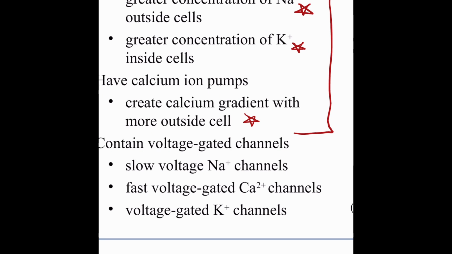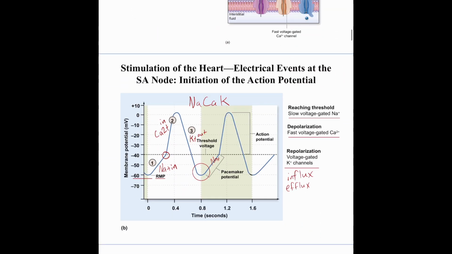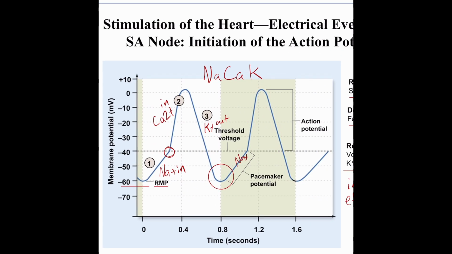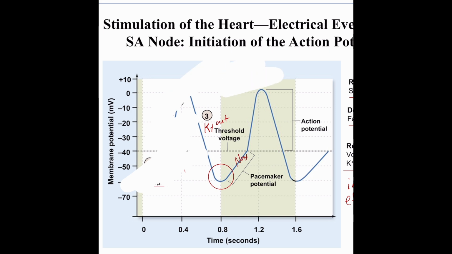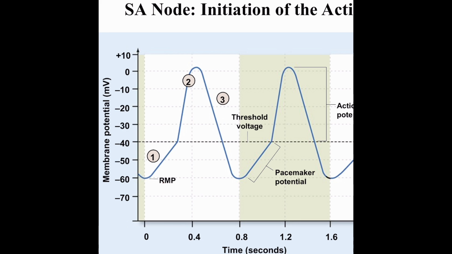We have slow voltage-gated sodium channels, fast voltage-gated calcium channels, and regular voltage-gated potassium channels. So I will show you what that looks like. There is this image here, which I will erase. And this kind of shows us what an action potential looks like. So you have a resting membrane at 1, right? So this is your resting membrane. This is your signal or your depolarization. And this, the whole number 3 on our way down, is our repolarization.